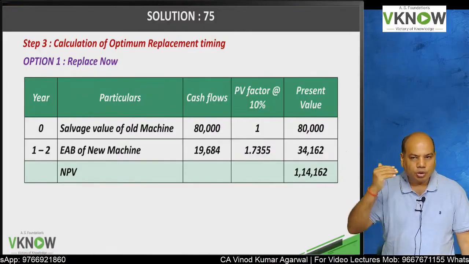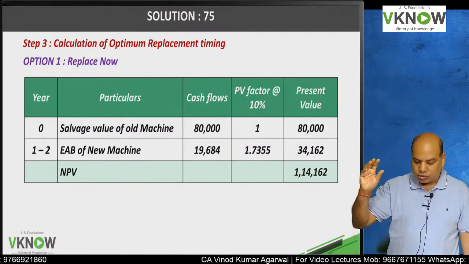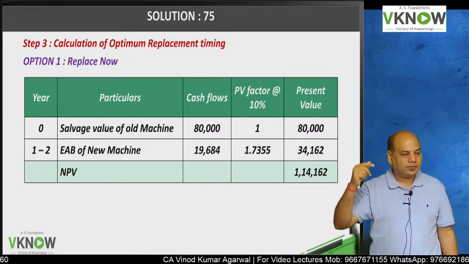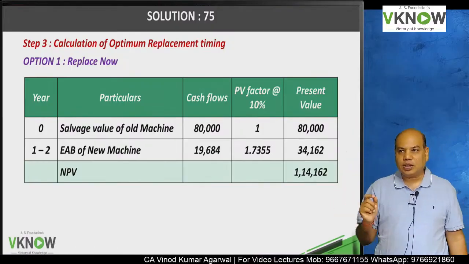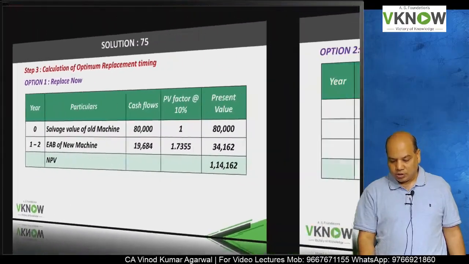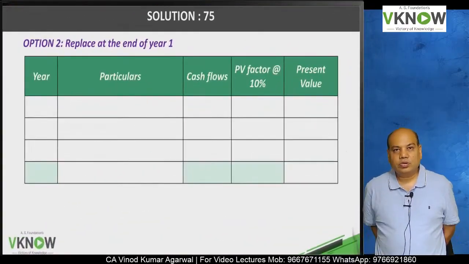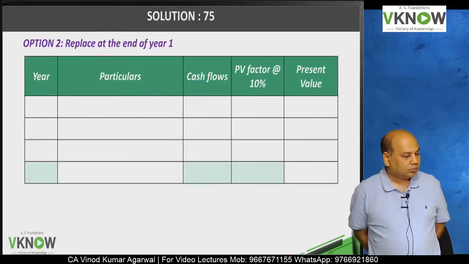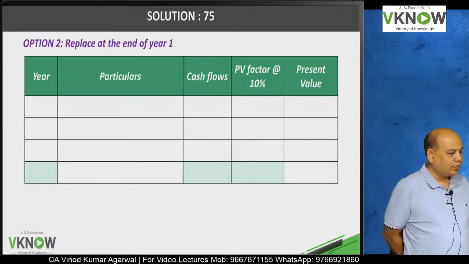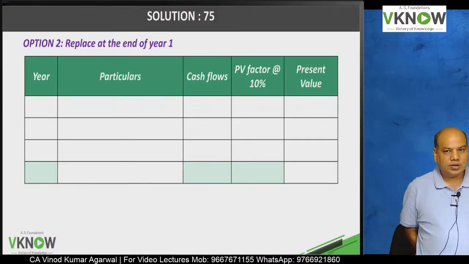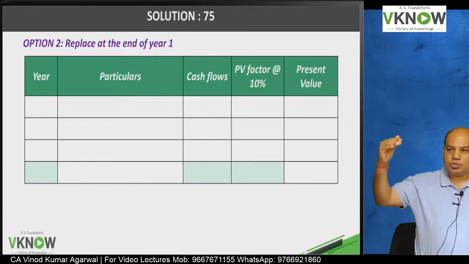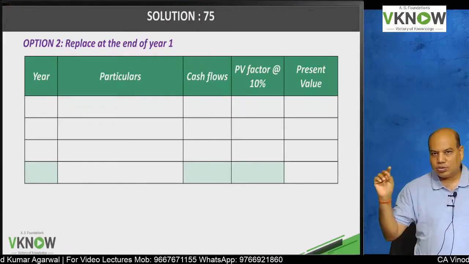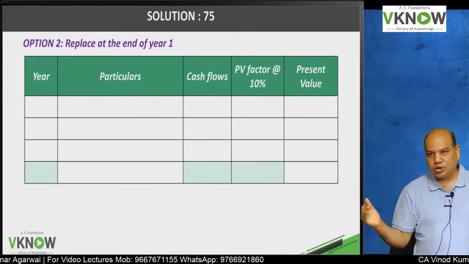Beyond 2 years, in all the future years, you will get 19684 every year. So the difference will arise only in the first 2 years. Now write down option 2, replace at the end of year 1, which means first up to year 1 use the old asset, and from year 2 onwards use the new asset.